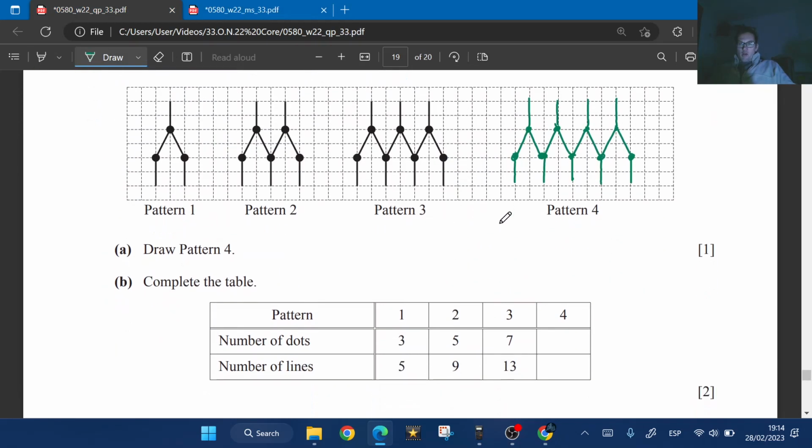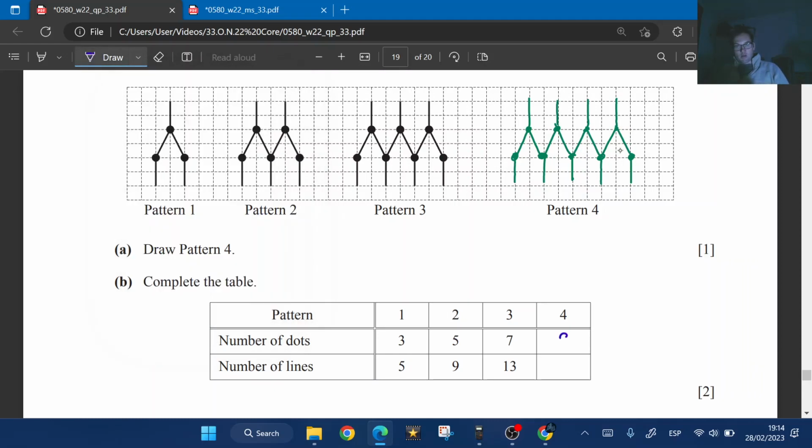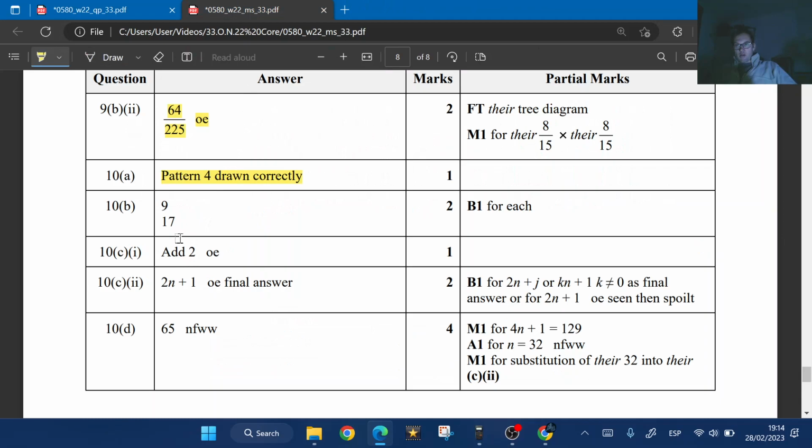Complete the table. Number of dots: 3, 5, 7. You see it, there's 5. It goes up 2 more every time: 2, 4, 6, 8, 9. So 2 more every time. Number of lines is 4 more every time, so that must be 17.